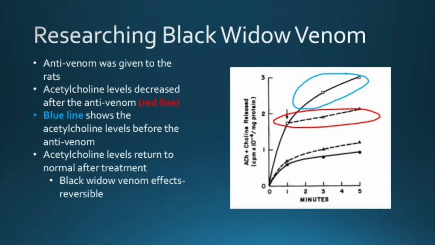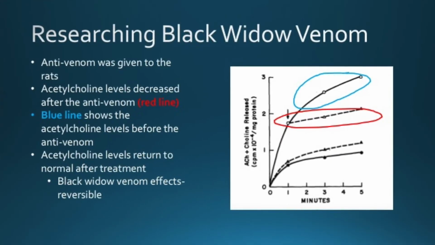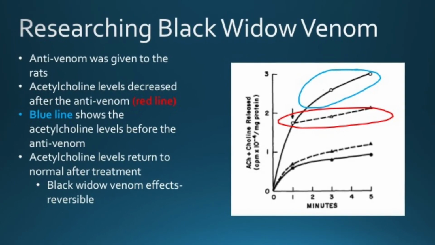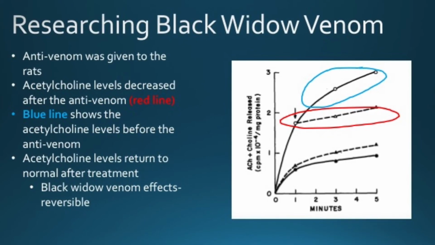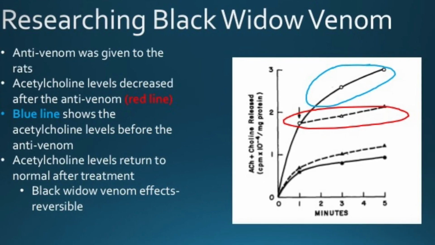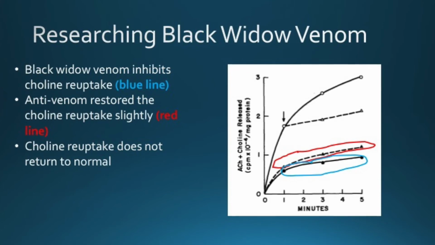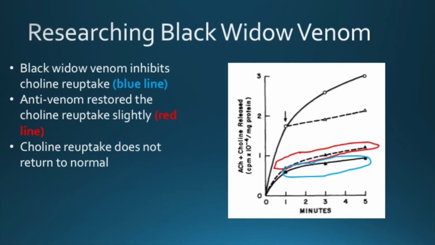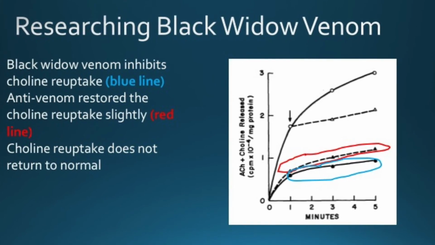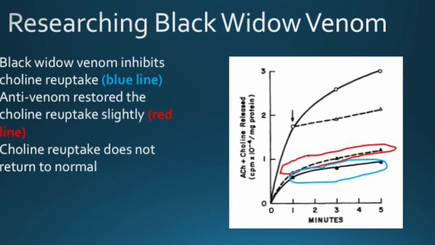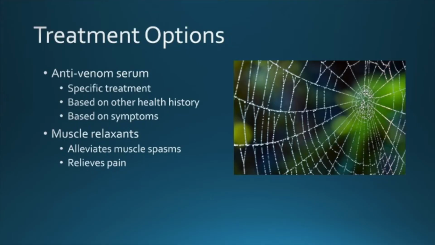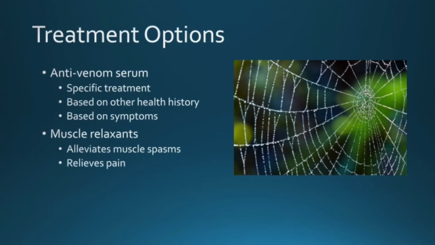The researchers then injected anti-venom serum into the same brain with the black widow venom. There is a decrease in the acetylcholine levels, which shows that the large amounts of acetylcholine that is released can be reversed. The researchers did notice, however, that the reuptake of choline did not return to normal. This shows that choline reuptake will not go back to normal when given anti-venom serum.